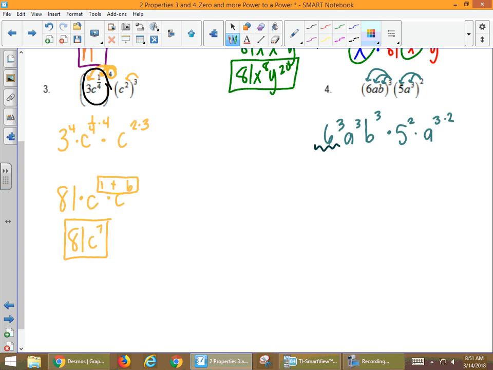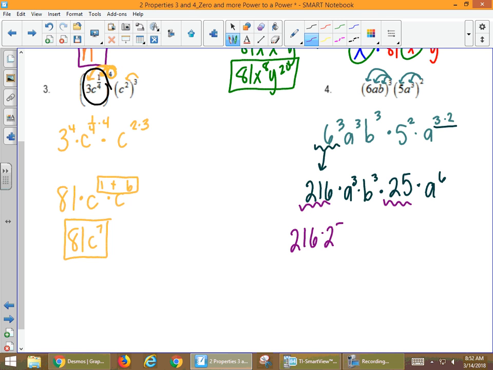What is 6 to the 3rd? 216. A to the 3rd, b to the 3rd, 5 squared? Don't say 10. Thank you. And then we multiply the 3 and 2 here, so a to the 6th. Awesome. So then we need to kind of reorder. Yesterday when we had problems that looked like this, we reordered. We did 216 times 25. And then we put our a's next to each other.